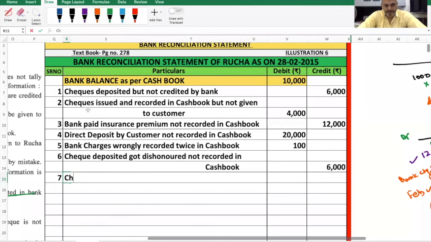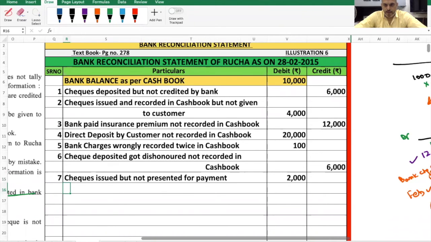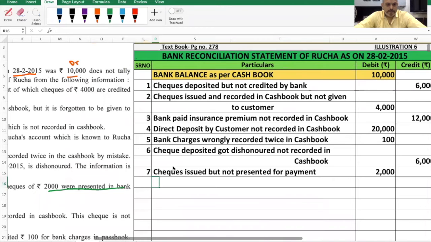So record: checks issued but not presented for payment, 2,000. All of you understood this? Okay, now next one.